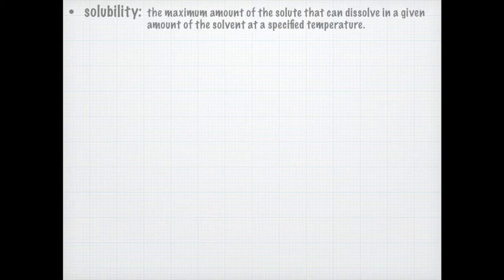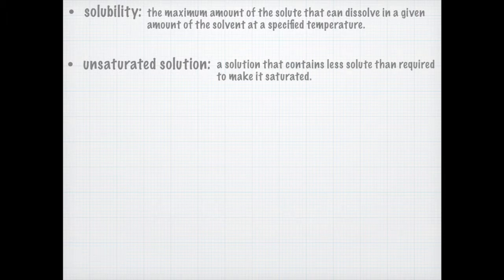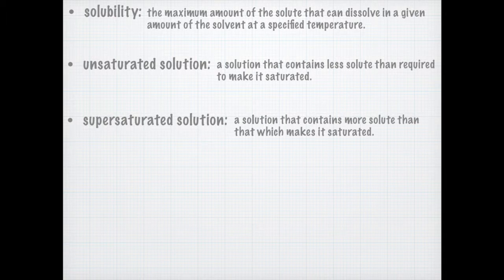When we're talking about solutions, we're going to be talking about this term solubility a lot, and solubility is the maximum amount of solute that can dissolve in a given amount of solvent at a specific temperature. When we're talking about an unsaturated solution, that solution contains less solute than is required to make it saturated. And a supersaturated solution contains more solute than is required to make a saturated solution.